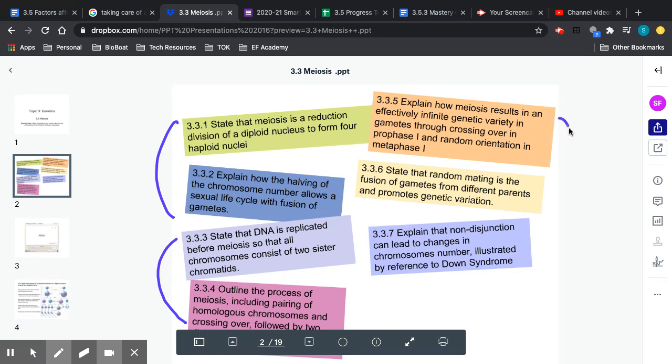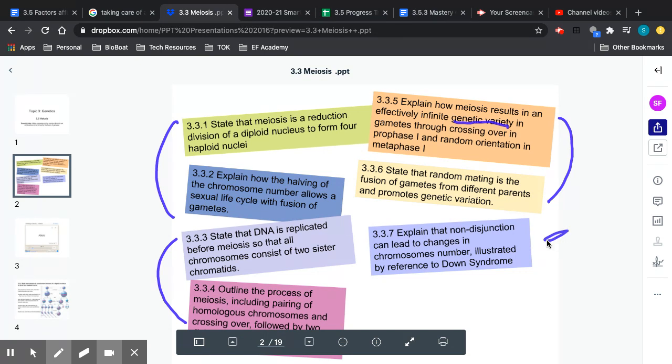There we go. It also wants to understand how meiosis allows for such genetic variety, such genetic variation. And there's 2 things that happen there that allow for this. And basically, there are no 2 individuals, with the exception of identical twins, who have ever had the same nuclei, the same base sequences in their DNA.